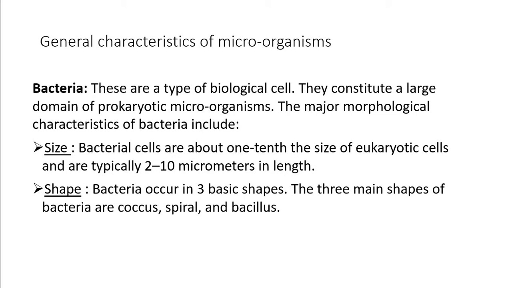Bacteria are a type of biological cell. They constitute a large domain of prokaryotic microorganisms. The major morphological characteristics of bacteria mainly include size, shape, arrangement of the cell and structure. Now we'll see the size of the bacteria. The bacterial cells are about 1/10 the size of eukaryotic cells and are typically 2 to 10 micrometers in length, and they range from 0.2 to 1.5 micrometers in diameter.